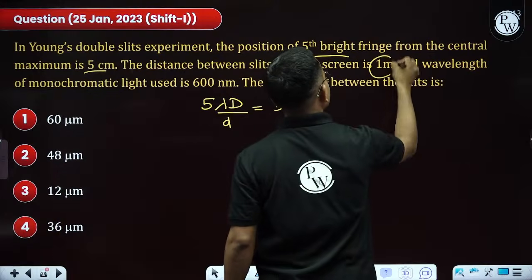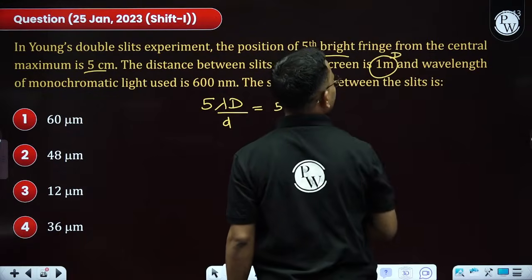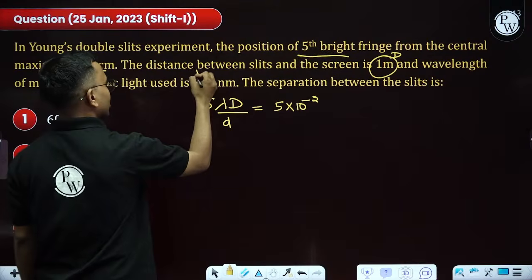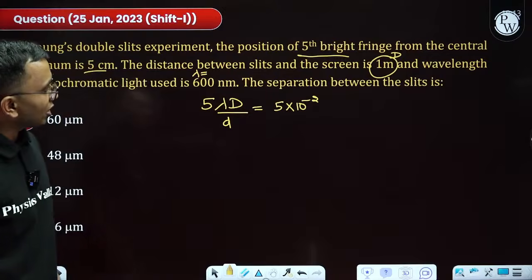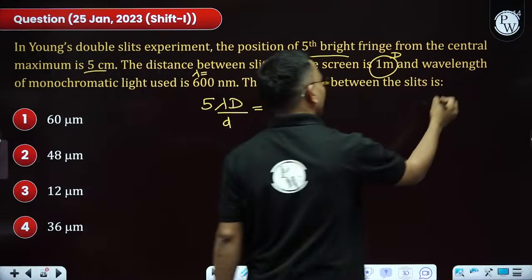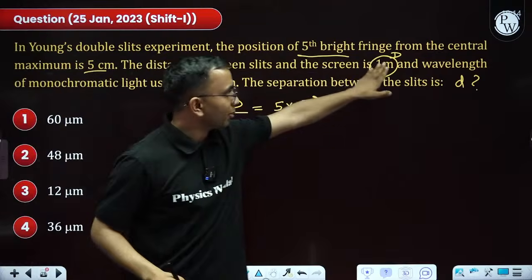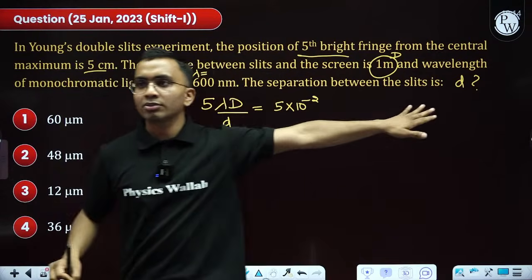It means this is my capital D. The wavelength of monochromatic light is 600 nanometer. This is my small d. The separation between the slits is, I need, what is small d. This is my lambda. This is my capital D. I need what is small d.